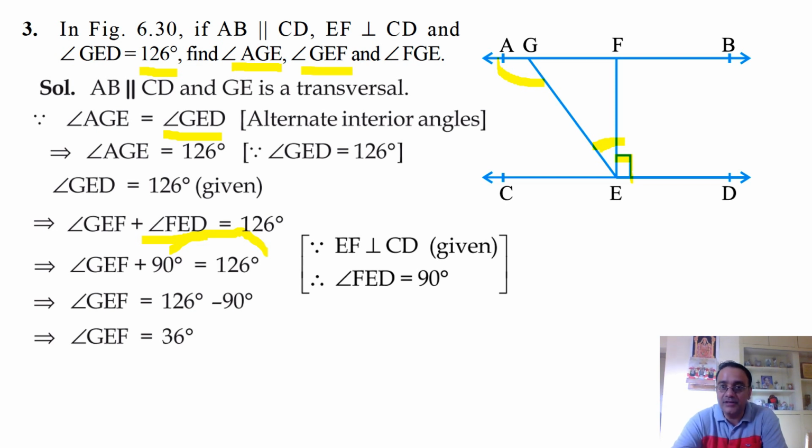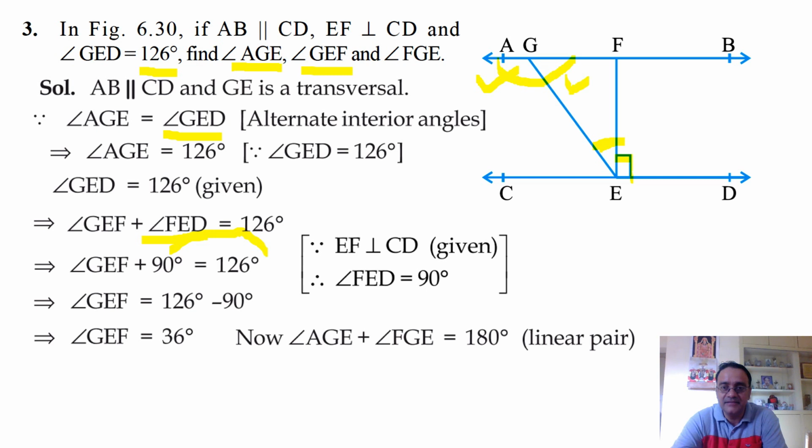Now we need to find FGE. FGE के लिए सबसे पहले हम लोग क्या करेंगे? We'll take the sum of these two angles. First angle AGE, angle FGE. These two, the sum of these two angles is 180 degree.